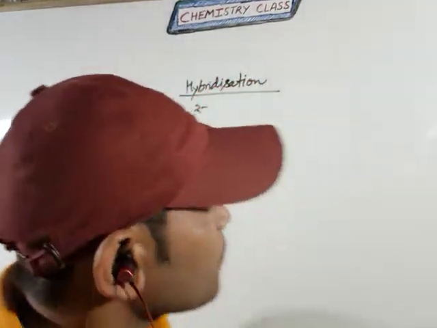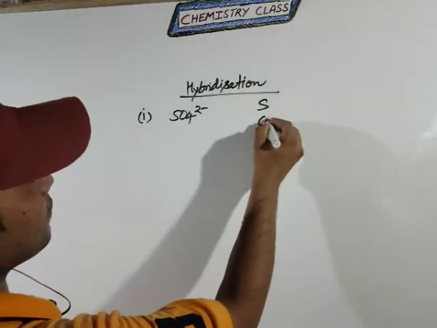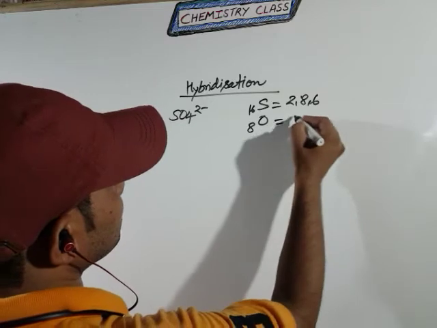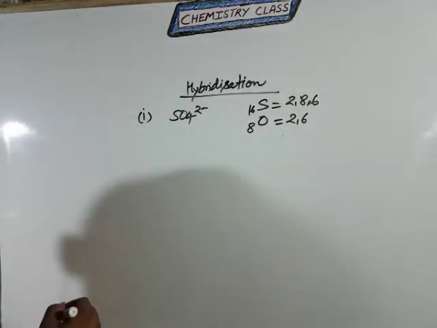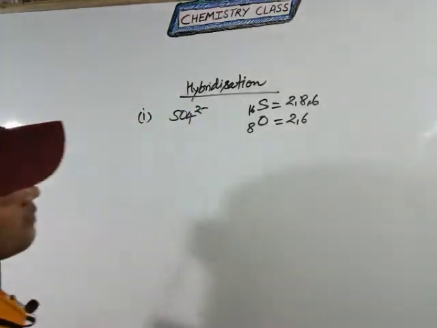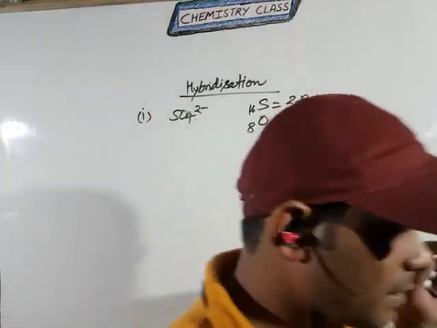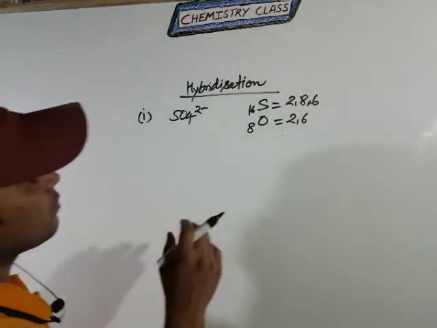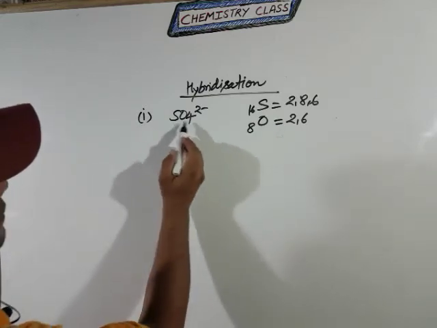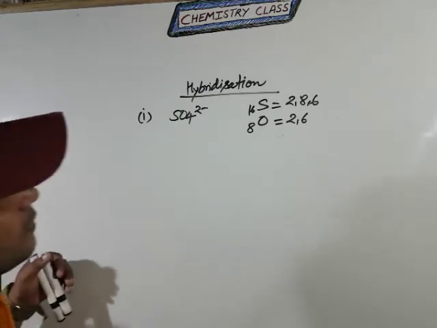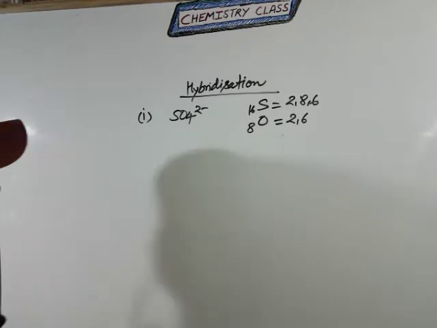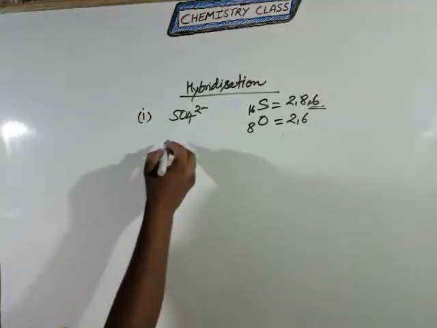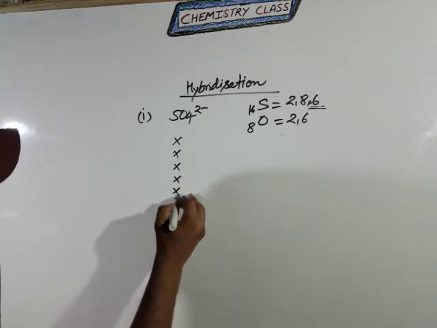Clear? Students, the first simple trick is sulfur and oxygen. First write the electronic configuration: sulfur is 2, 8, 6, and oxygen is 2, 6. We see sulfur and oxygen have the same number of valence electrons in the outer shell. For choosing the central atom between sulfur and oxygen, oxygen has the maximum number of electrons and sulfur the minimum, so sulfur is considered the central atom. So the central atom has how many electrons? 6: 1, 2, 3, 4, 5 and 6.